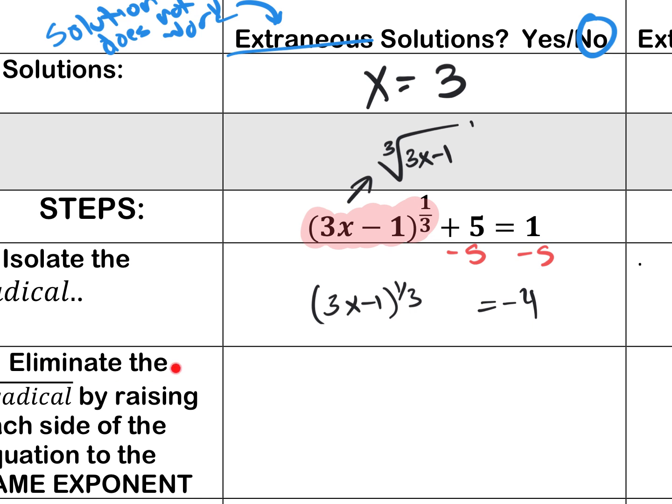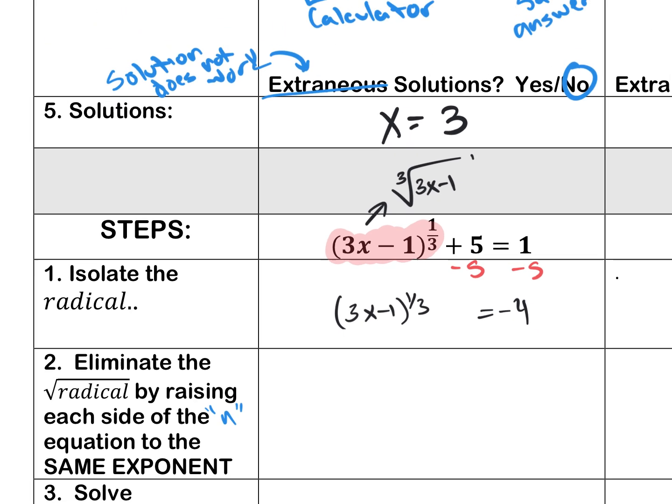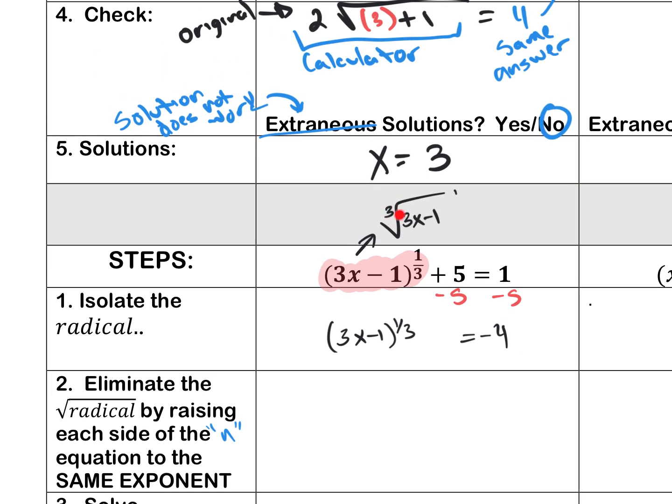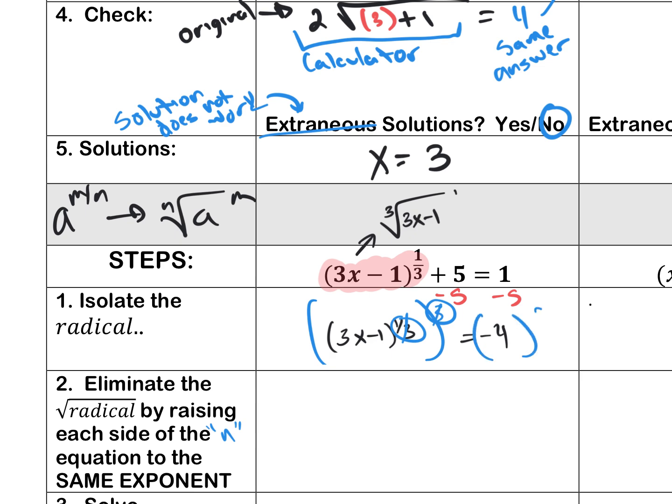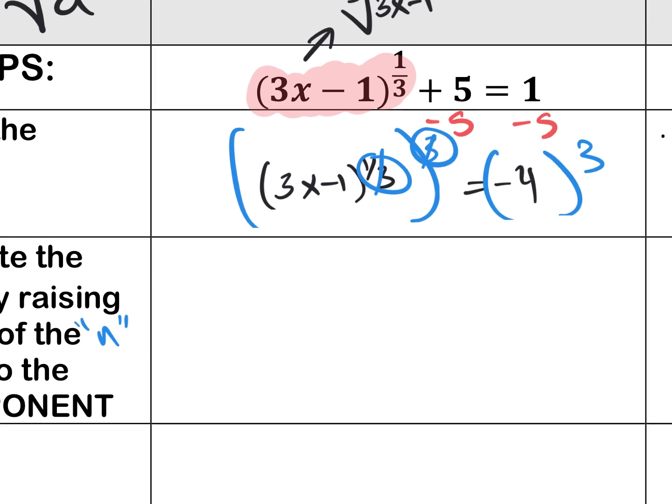My next step says eliminate the radical by raising each side to the same exponent. Remember, we're looking for the n value. That's what my exponent should be. On this problem, I know I don't have a radical, but remember we talked about how you can rewrite it in radical form, going from exponential to radical. Here's how we convert it. My n is what I use as my exponent. My n right now is that 3. So if I raise it to the 3rd power, that 3 and the 1/3 will cancel each other out, just like it would have in radical form. So I do eliminate the radical.